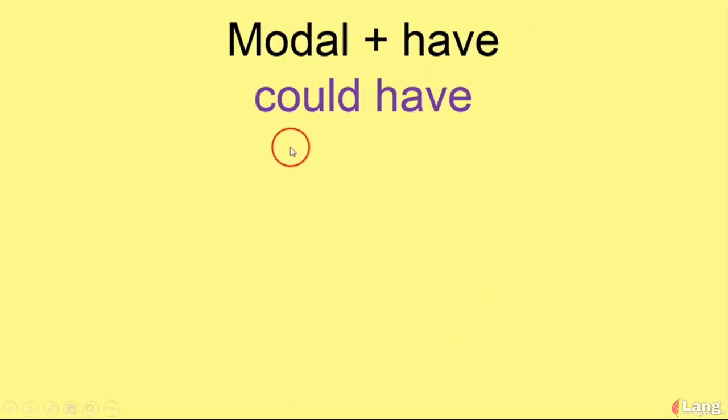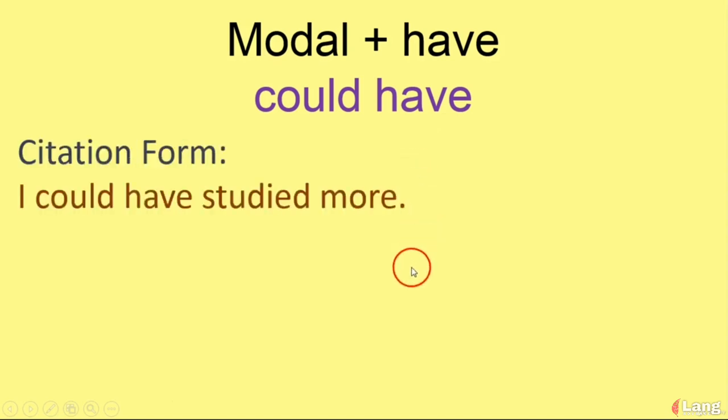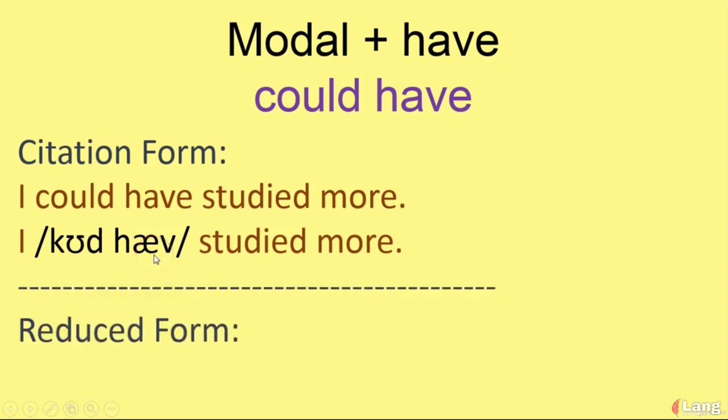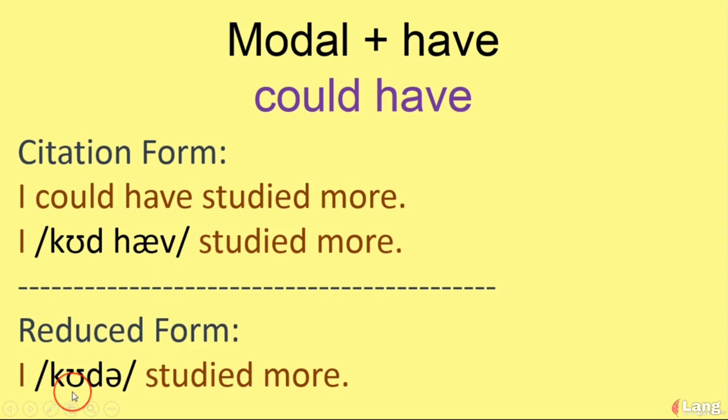Now let's look at could have. Here we have the sentence, I could have studied more. Repeat after me. I could have studied more. Here is how could have looks like in citation form using IPA. But in reduced form, we reduce it to coulda. Coulda.